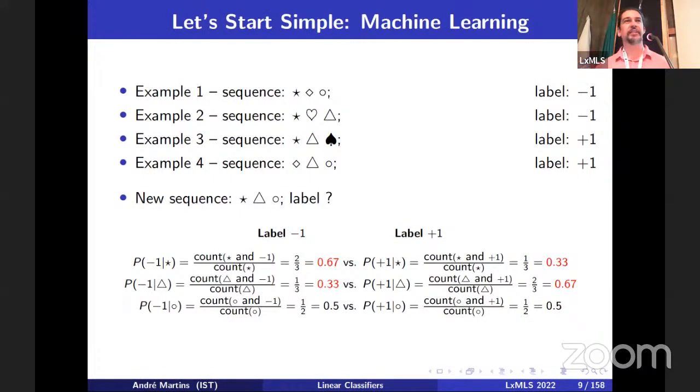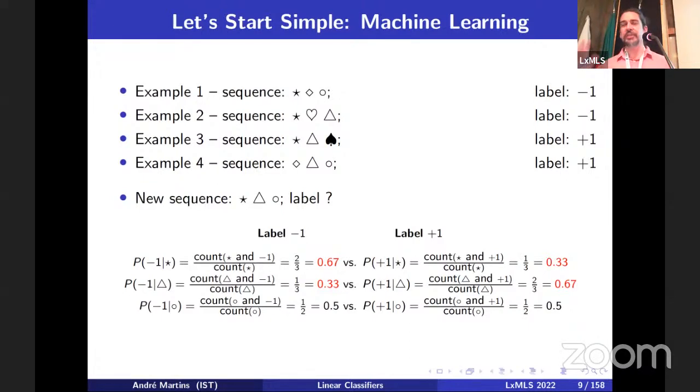So this is the sequence that Carol was saying could go either way. In fact, if you count the patterns, that's exactly what's happening, right? Stars occur 2/3 of the time with label -1 and 1/3 with label +1. But if you look at triangles, it's the opposite, okay? They occur once with label -1, twice with label +1. So the probabilities are flipped, and circles occur once for each of the labels. So there is no good reason to pick one versus the other.